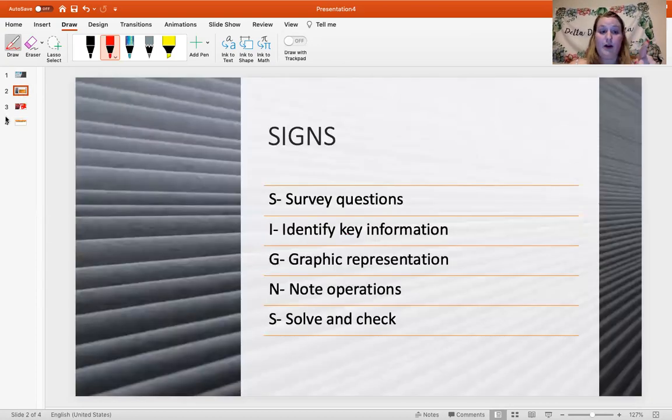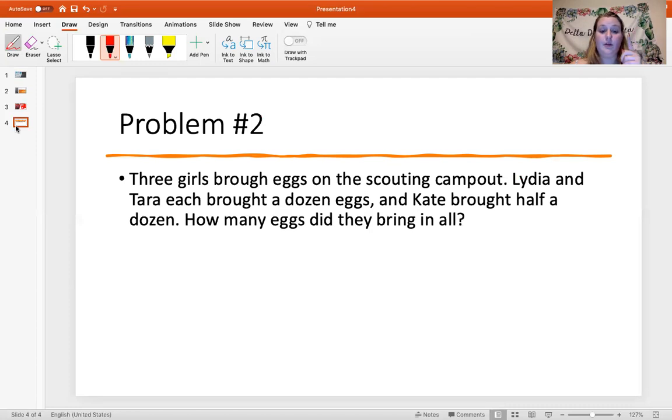So we're going to survey our question. 3 girls brought eggs on the scouting camp out. Lydia and Tara each brought a dozen eggs, and Kate brought half a dozen.